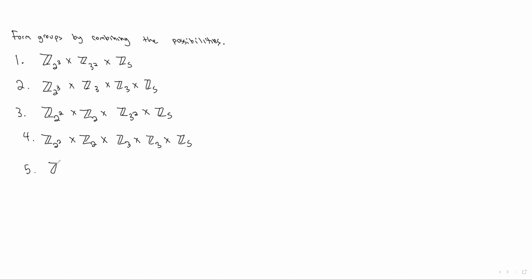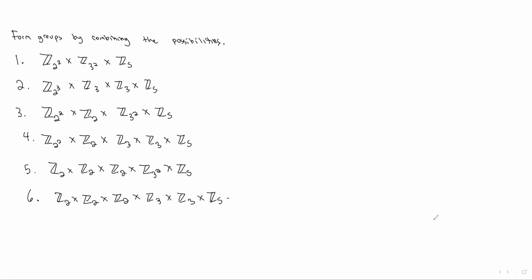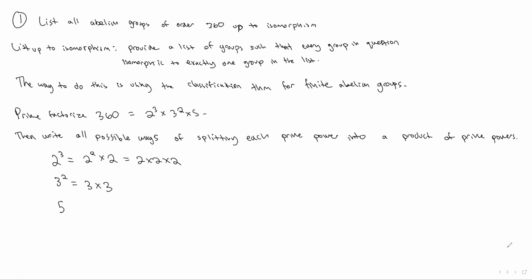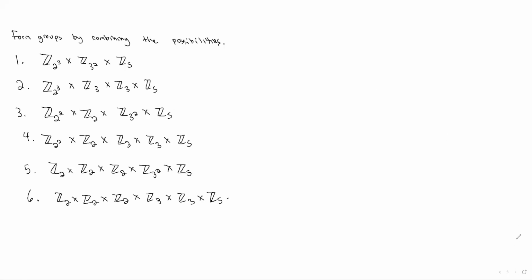We can do Z2 times Z2 times Z2 times Z3 squared times Z5. And finally, we can do Z2 times Z2 times Z2 times Z3 times Z3 times Z5. Those are all the possibilities, and they're all not isomorphic. That's just part of the classification theorem for finite abelian groups. So it says that it'll always be a product of prime powers, and all the different ways of writing prime powers will give you non-isomorphic groups.